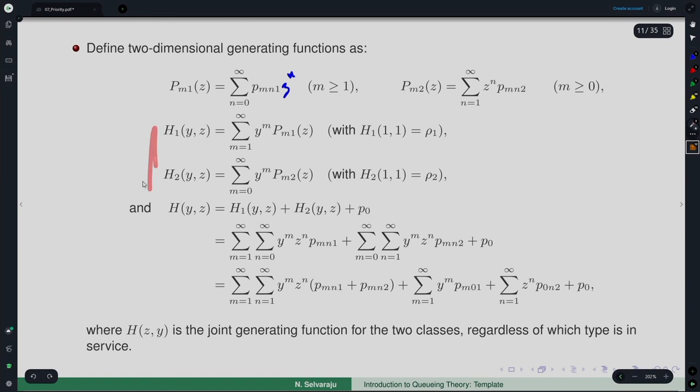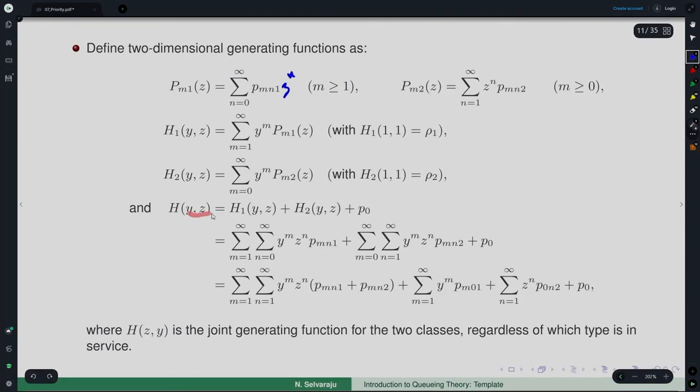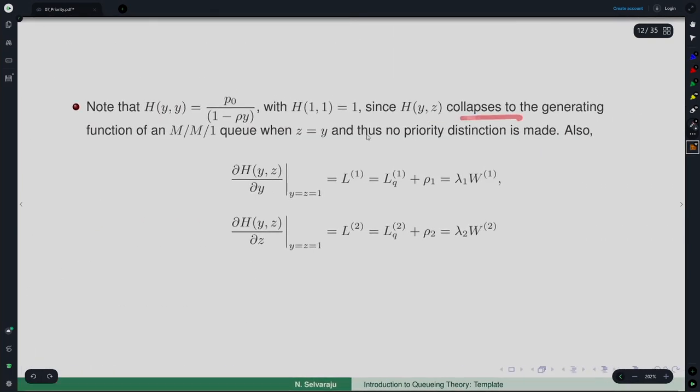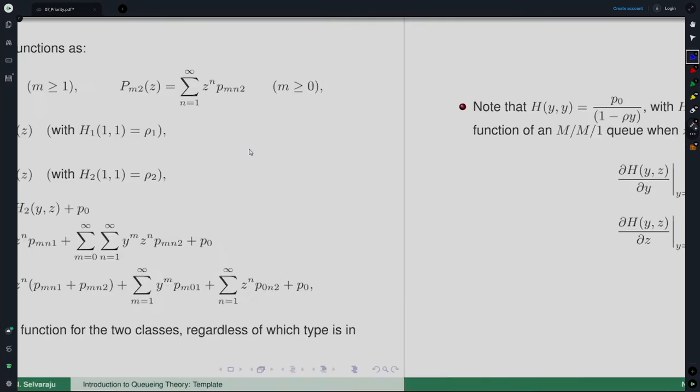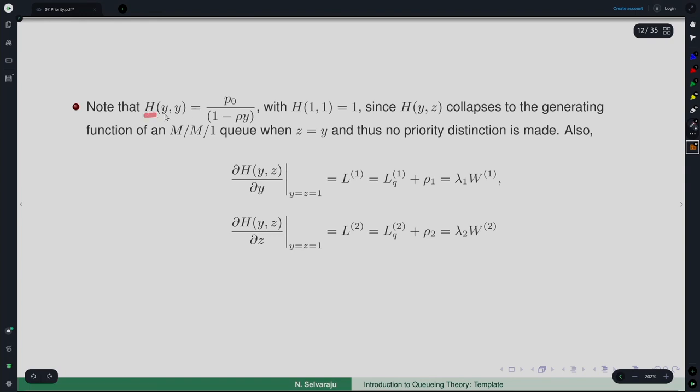You have this partial generating function, and you have the first-step generating function of the one-dimensional case. Now, note that when you put y equal to z here, this boils down to the generating function of an M/M/1 queue. What does it mean? That no priority distinction is being made. You can observe from here that no priority distinction is being made. So, your h(y,y) will be P naught by 1 minus rho y, with h1(1,1) equal to 1. That is one observation you can make.